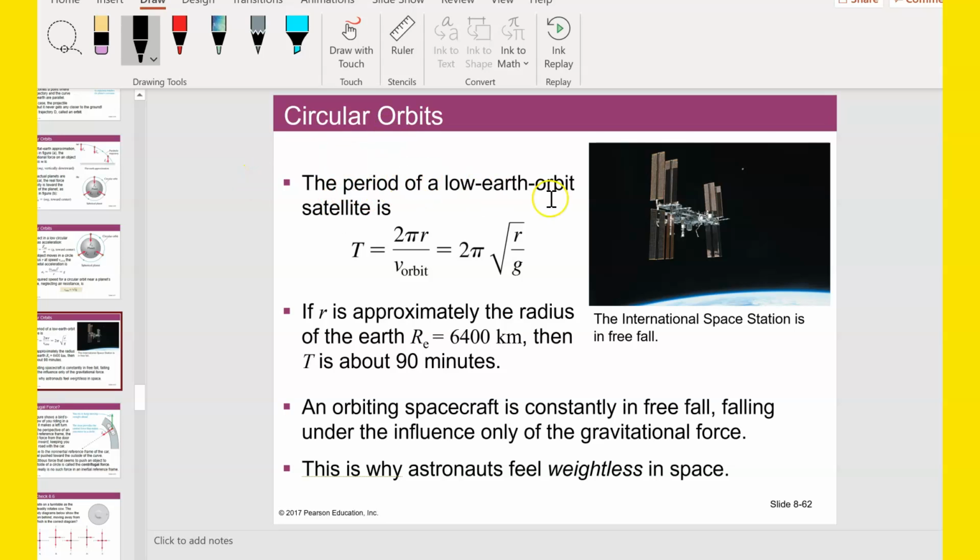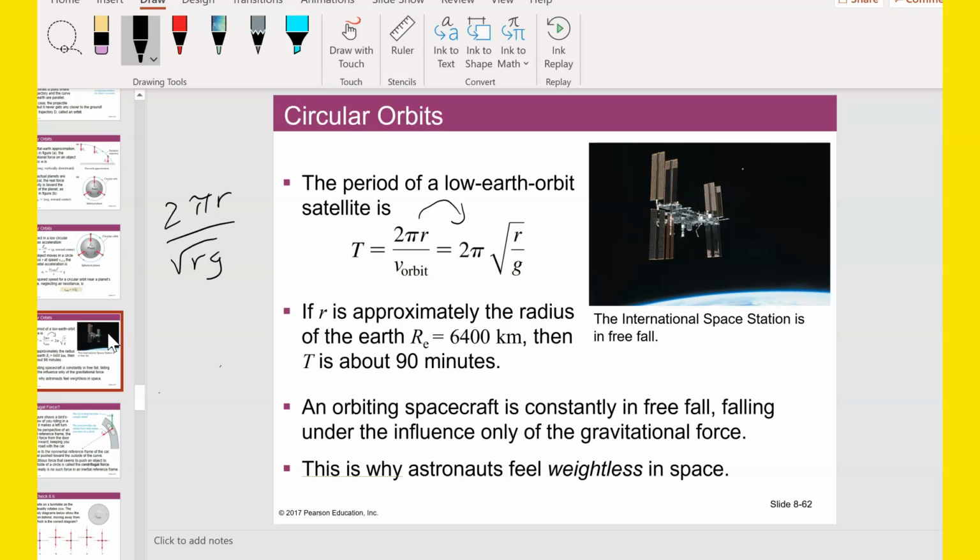Alright, the period of a low Earth orbit satellite is the circumference of the planet divided by the orbit velocity, which, if the orbit velocity is the square root of rg, I'm going to show you the algebra of how to get from here to there. So it's 2 pi r over v orbit. V orbit is the square root of rg.